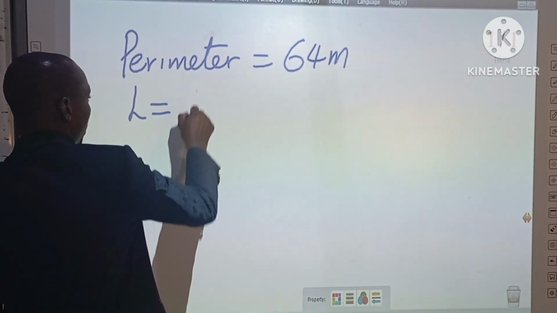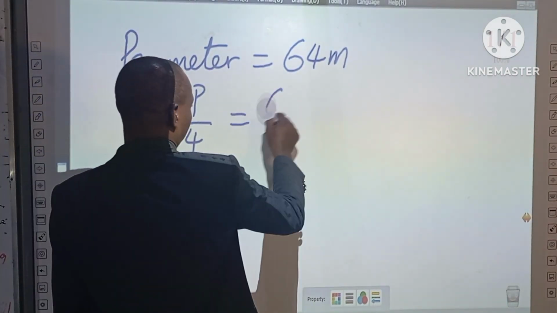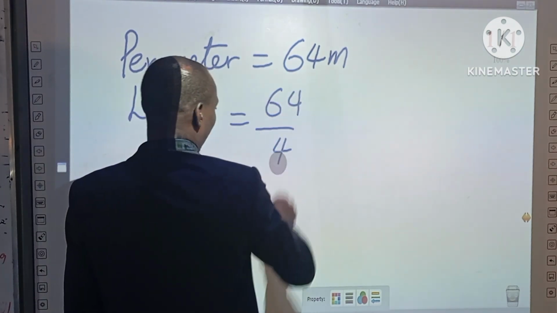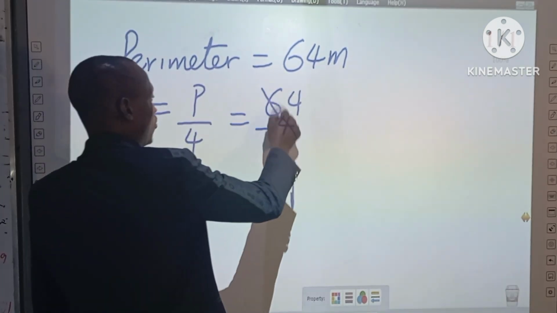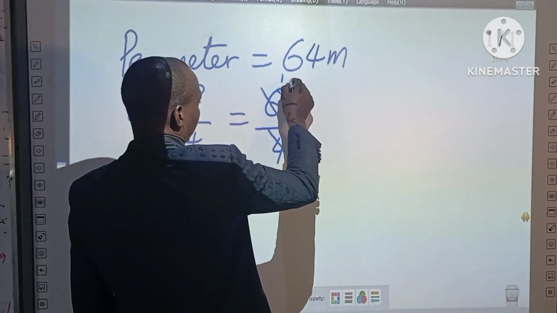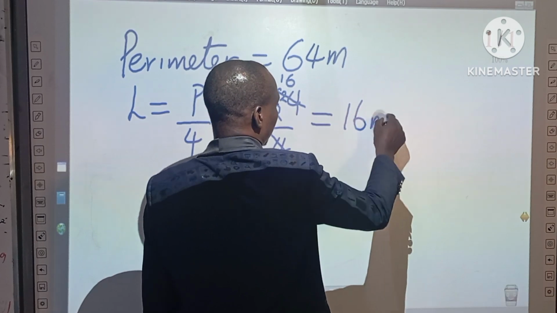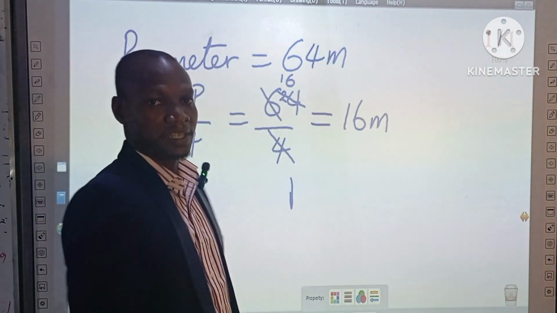Length will be equal to perimeter all over 4. Easy, which gives us 64 divided by 4. 4 into 6 is 1, remaining 2. 4 into 24 gives us 6. So our answer will be 16 what? Meters. That is easy peasy.